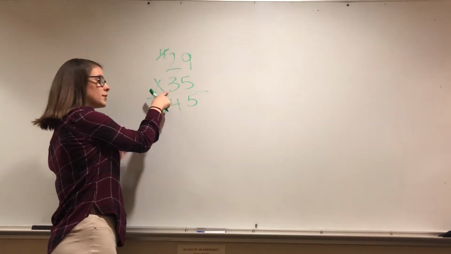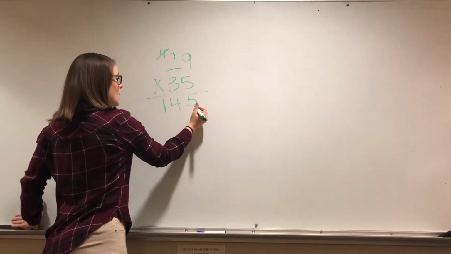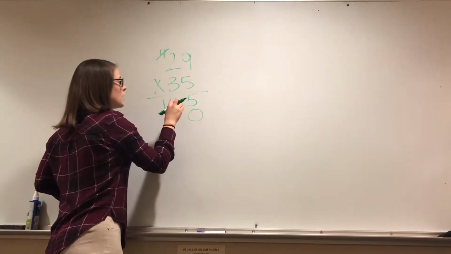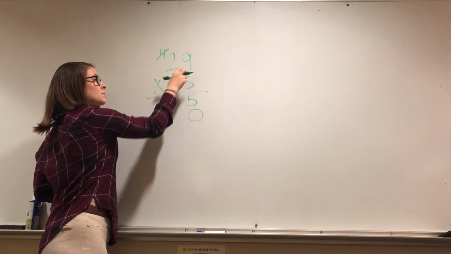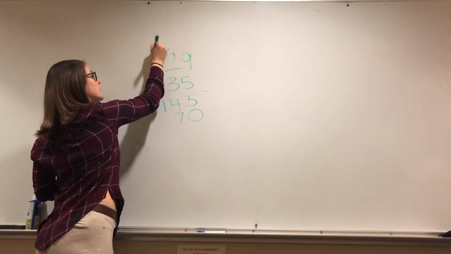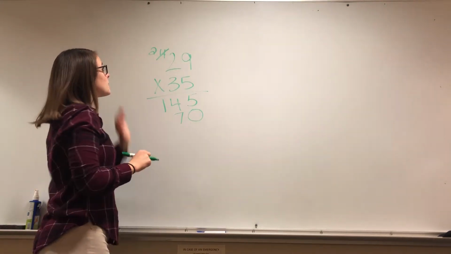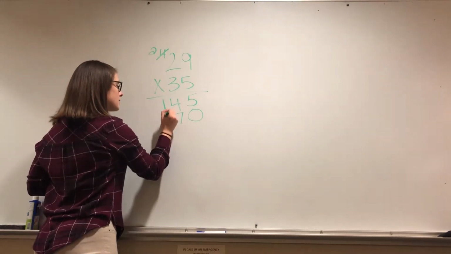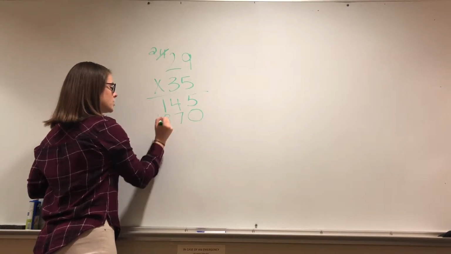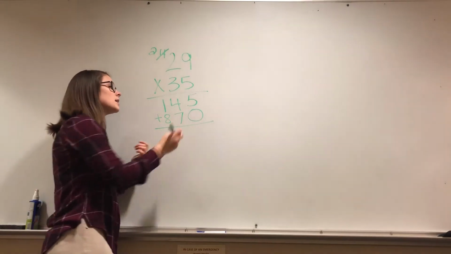So we're going to move over to the 3. And since we're moving over to the 3, we're going to drop a 0. And we're going to multiply 3 times 9, which is 27. 7 goes down and the 2 goes up. 3 times 2 is 6. Plus 2 is 8. We're going to put our addition sign, and then we're going to put our equal sign.